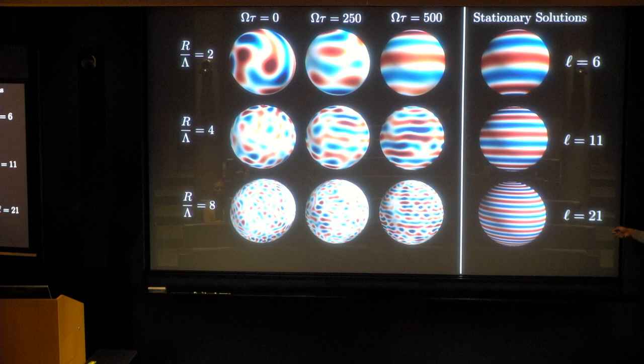Right, so the zonal jets are basically, in the next slide, I'll get to it. What I basically mean is the azimuthal velocity is alternating. That's what I mean by zonal jets.